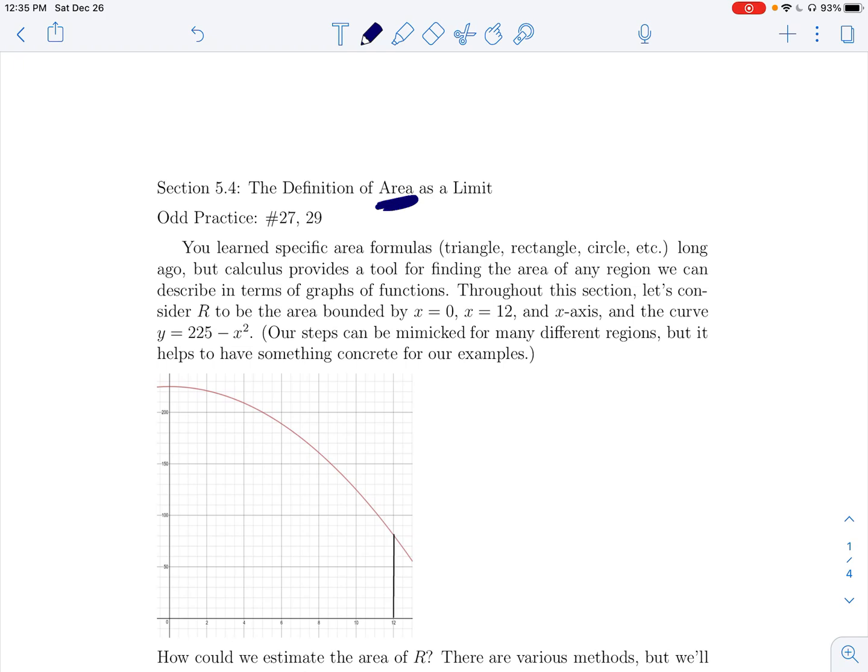So we're talking about area, and what we're going to do in this section is actually give a definition for it. You know specific area formulas that you learned in elementary school or middle school for triangles and circles and stuff like that. But what we want to do is figure out a general approach for figuring out pretty much any area, assuming we have some relevant formula or equation.